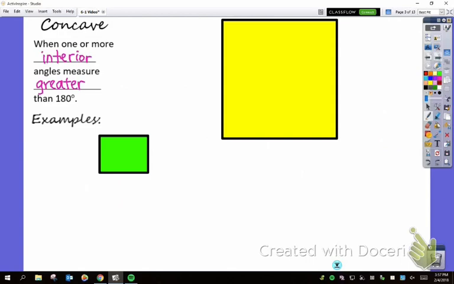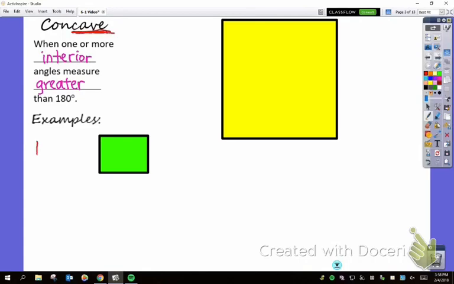Now, when it comes to polygons, we're going to have 2 different types of polygons. We're going to have a concave polygon, and then in a second we're going to have a convex polygon. So if you look at the concave definition, we have when one or more interior angles measure greater than 180. Okay, so that means that one of our angles is going to have to go into our shape to be more than 180. So when we think of concave, we want to think of it caving into our shape.